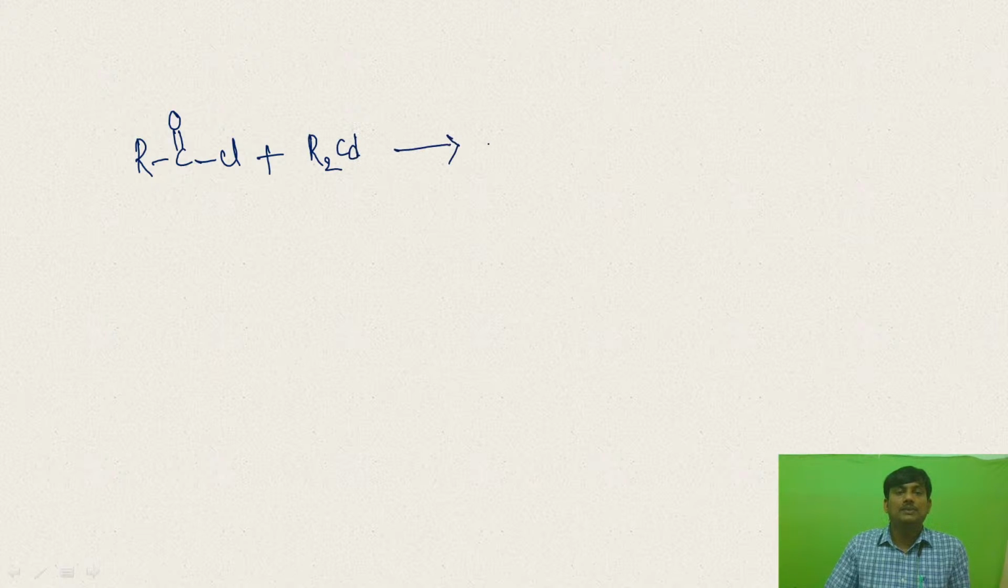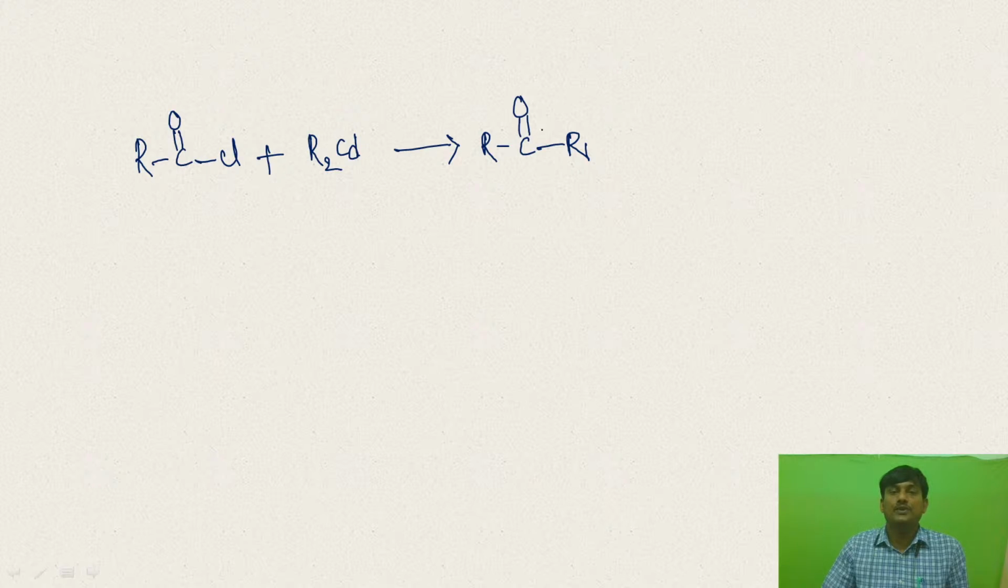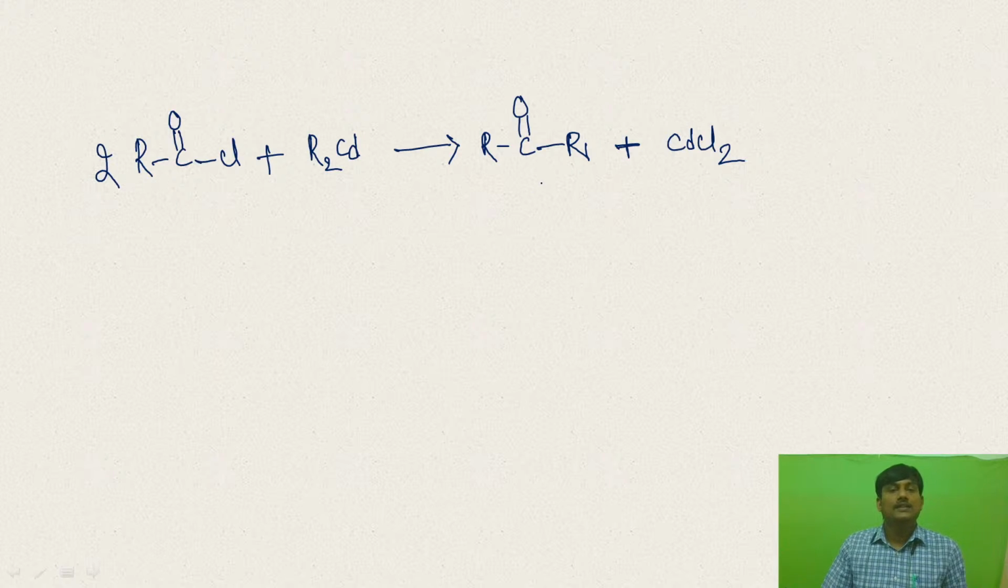And also we can prepare ketones from acid chloride. When you treat acid chloride with dialkyl cadmium, then simply there is a substitution of R group in place of chlorine, and there is a formation of ketone and also CdCl2. Suppose if you take 2 moles of RCOCl, there is a formation of 2 moles of ketones and there is a formation of cadmium chloride.